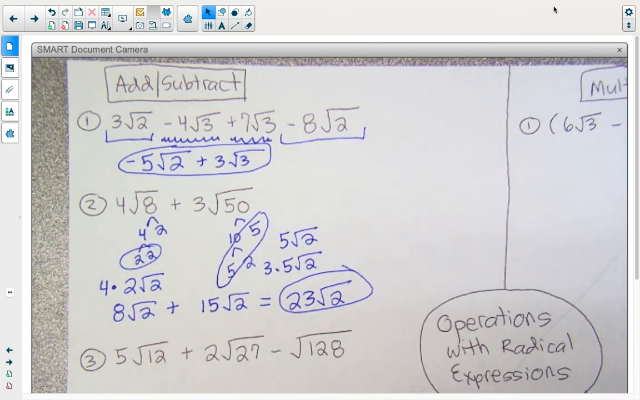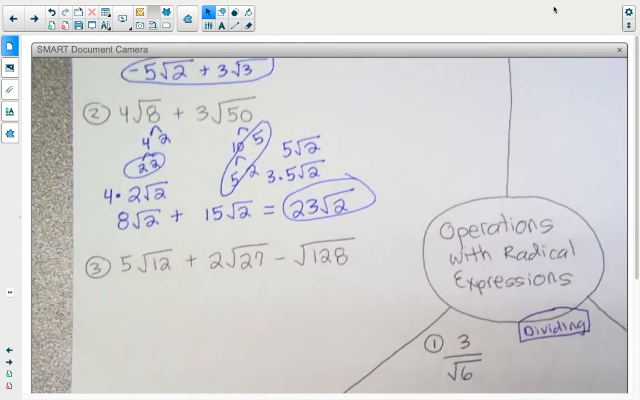Now, what happens if maybe we broke them down and they weren't the same? Like, what if this turned out to be a square root of 5 and this one was the square root of 2? Then you would not put those together. You would just leave them separated. But in this particular case, it did work out where they turned out to be the same.